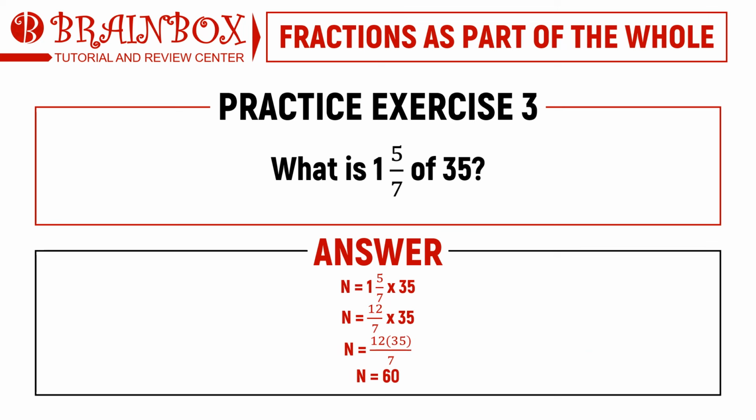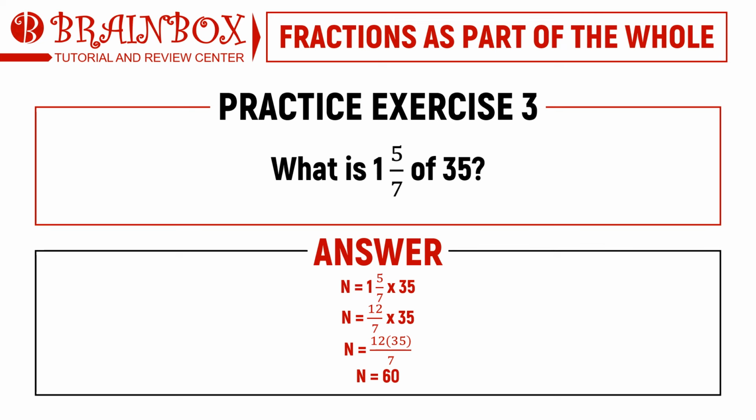Time is up. The correct answer is 60. The mathematical equation for this is n equals 1 5/7 times 35. The fractional part is 1 5/7 while 35 is the whole. This is a little bit different from our previous items. This has a mixed fraction.